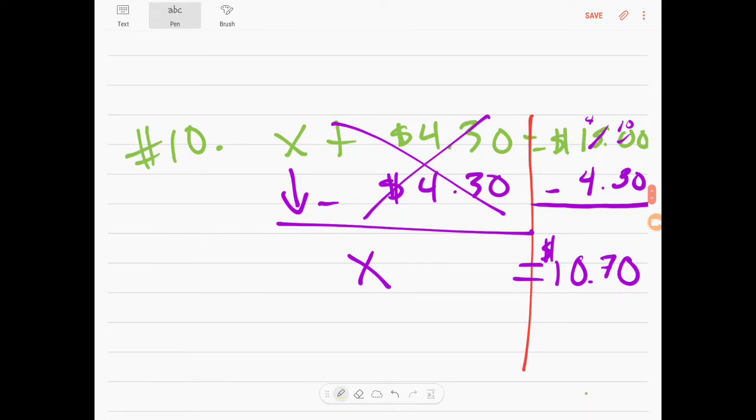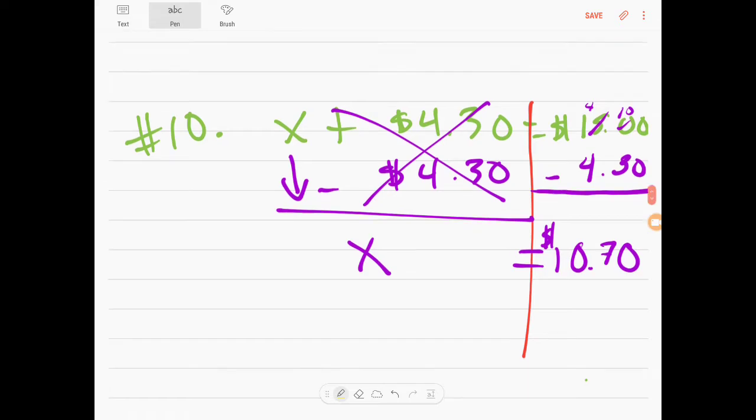Okay, that looks like a lot going on. What we want to do with number 10 is we have x plus $4.30 equals 15. What I did is I did the inverse operation. The inverse operation of addition is subtraction. So I subtracted $4.30 from both sides. Whatever you do to one side, you must do to the other side. That cancels. You bring down your x, you bring down your equal sign. And then you just subtract on the other side. 15 minus $4.30 is $10.70.